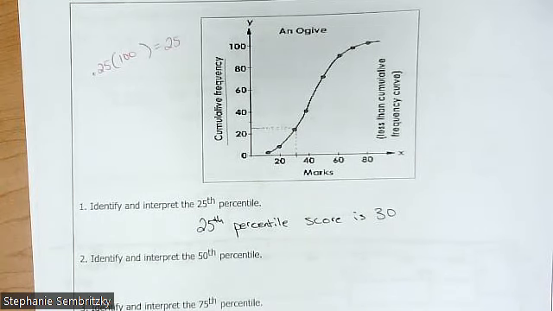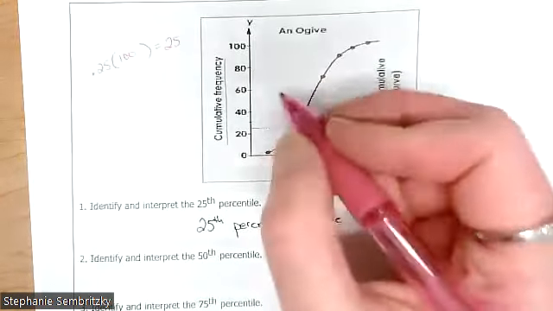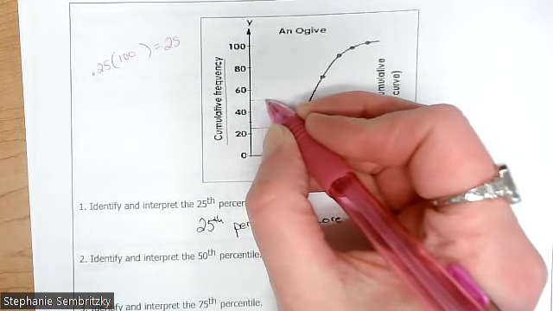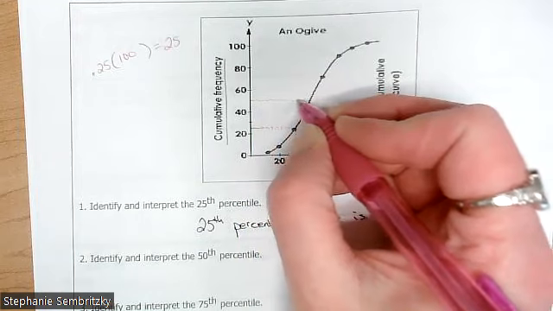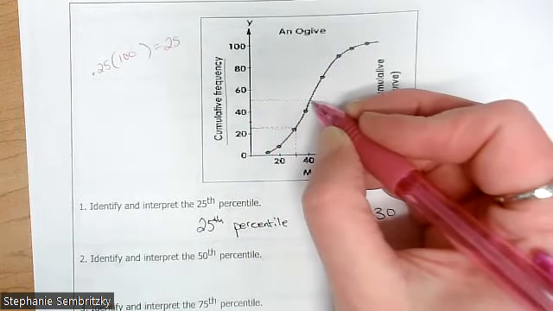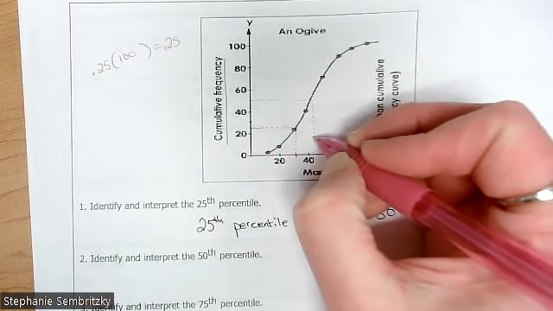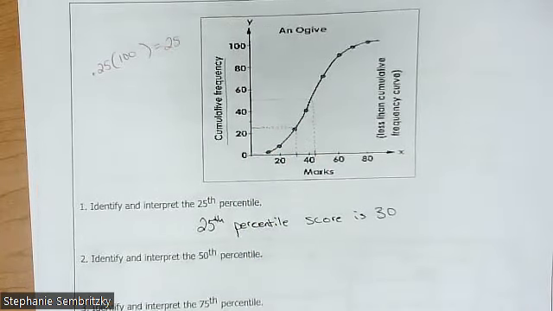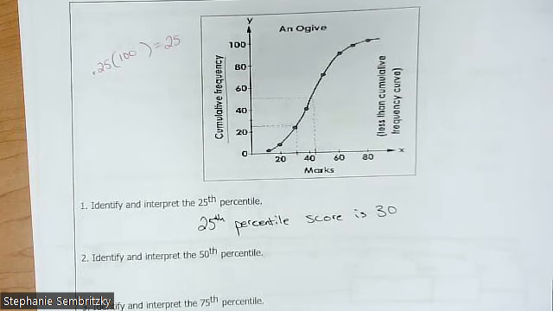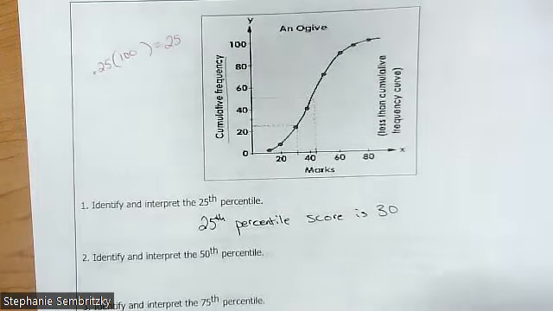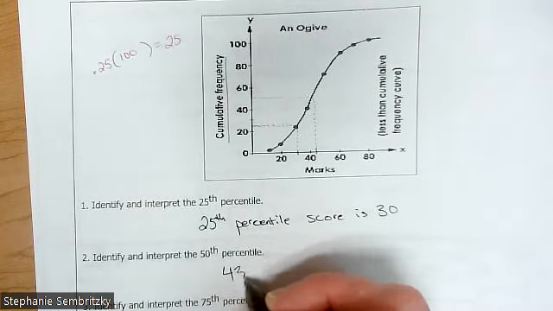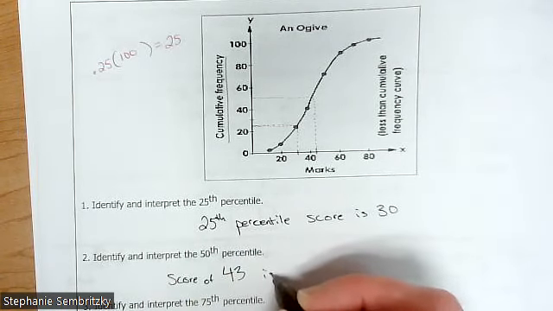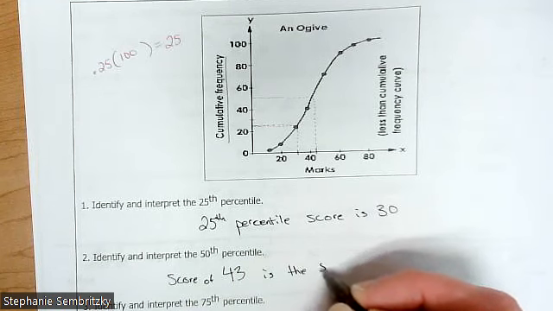Where would that be? So we're going to look for where this is 50. Let's see if I can draw a straight line. So mine landed past 40. Yeah, 42, 43, somewhere around there. A score of 43 is the 50th percentile.